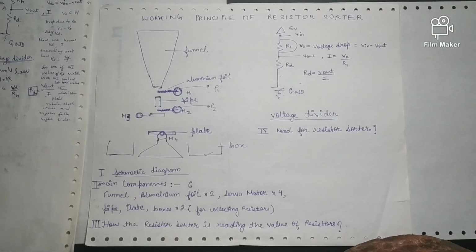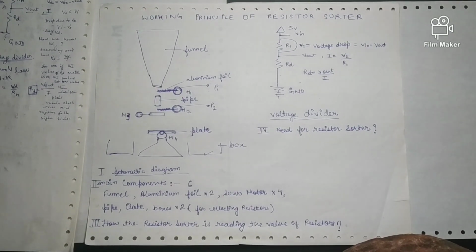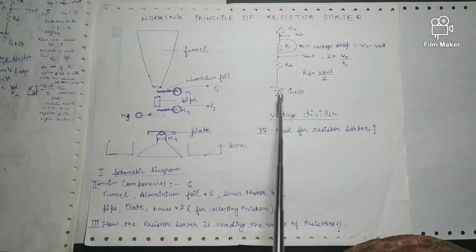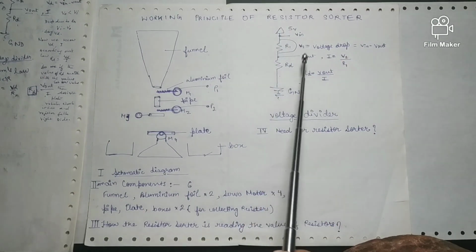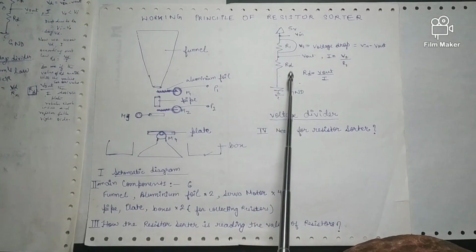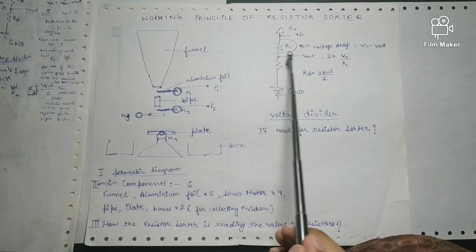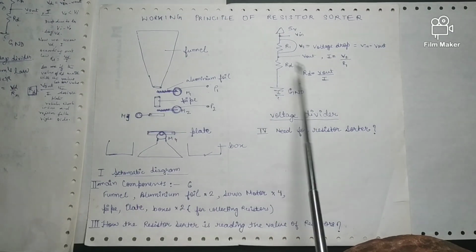Now, one of the biggest questions all of us have is how the resistor sorter reads the value of resistors. To understand this, you have to understand the circuit diagram of a voltage divider. So first we supply 5 volts to this circuit, where Vin is equal to 5 volts. We have two resistors, the R1 resistor and a random resistor RD. The value of the R1 resistor is known, but the value of RD is unknown.